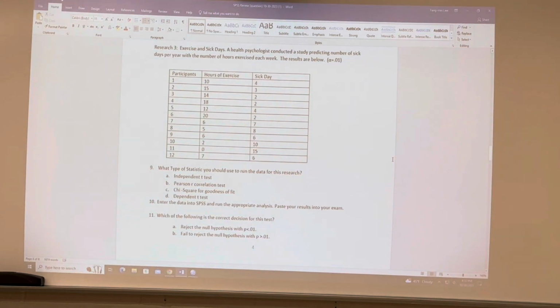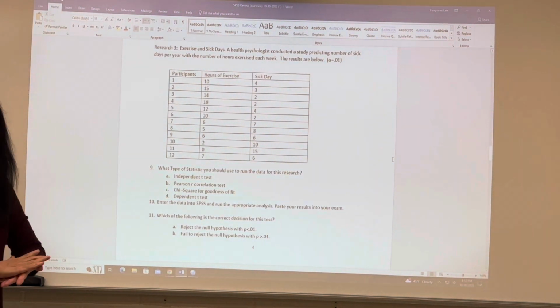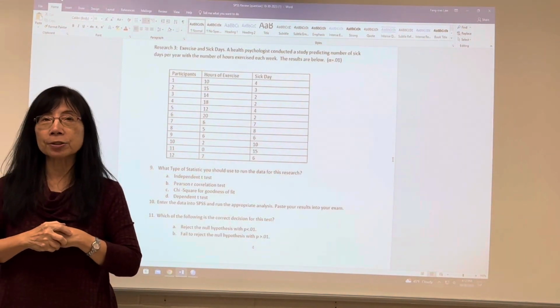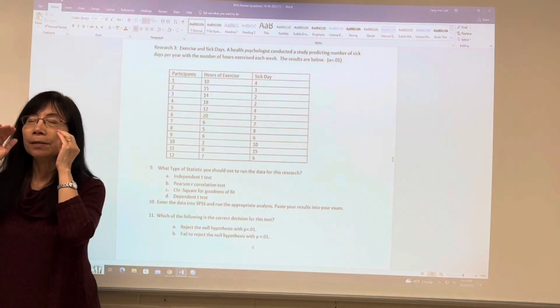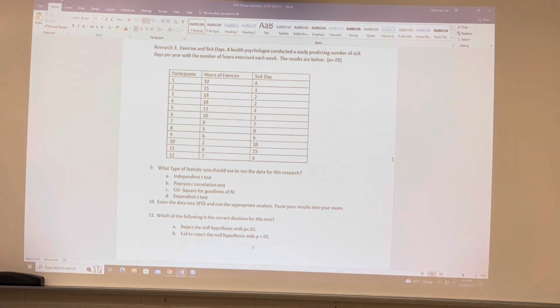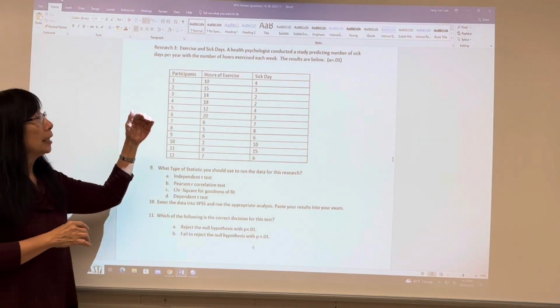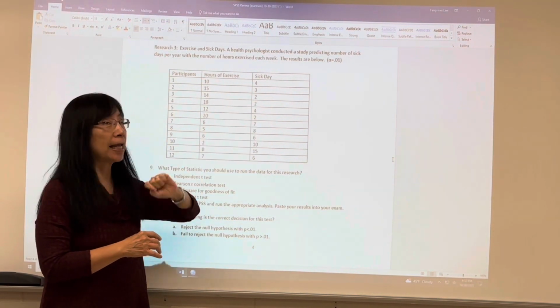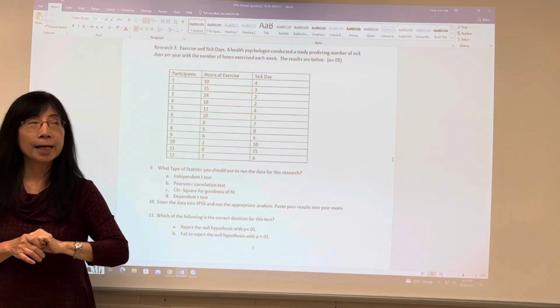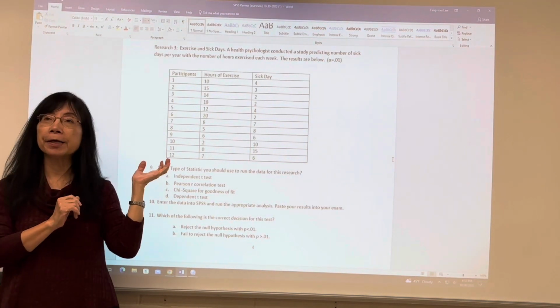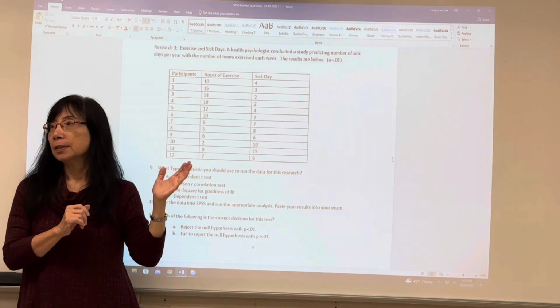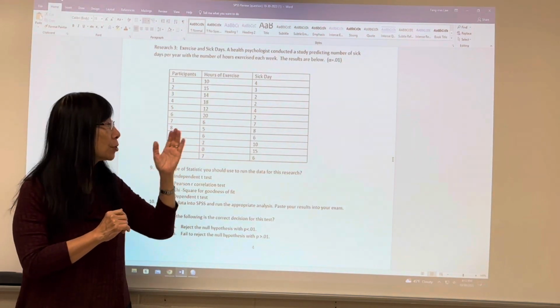Now we finished one-way ANOVA and we did independent. Your exam does not necessarily follow this order, so don't base your learning on that. Base it on your understanding. Now how about this one? This one, a researcher wants to see how many hours you exercise has anything to do with your sick days. So what are we doing here? What kind of test can we use to do this research?